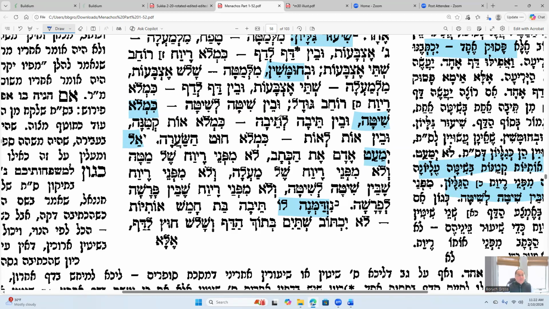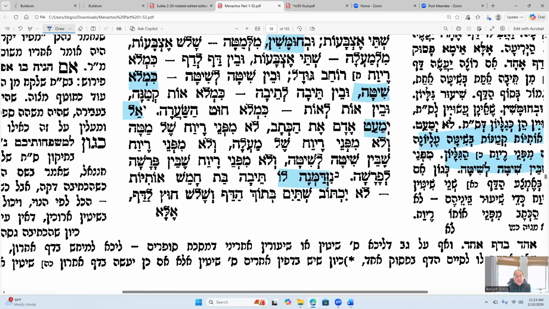Bein teiva lateiva, kimloi os katana: between 2 words, you have to leave the size of a yud in between, so they're not so close together. Bein os laos: if you're writing between one letter and another letter in one word, all you need is a hair's breadth to divide one letter from another. Says the Braisa, al yamai adam hasofer.